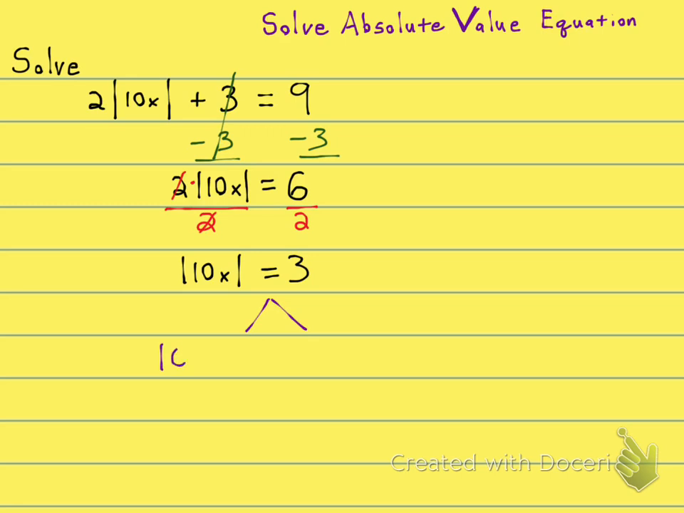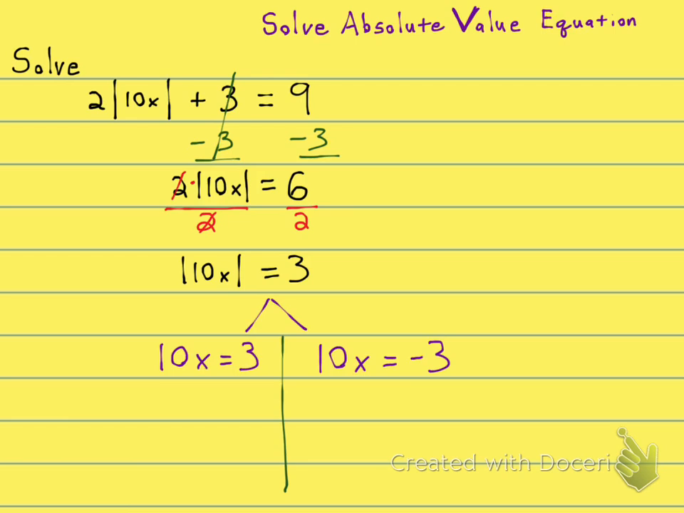On the left side, we're going to write it just like it is, 10x equals 3. On the right side, we're going to take the opposite. So we're going to say 10x equals negative 3. Either side could have been negative, but we usually make the right side negative. Now I have 2 equations. I'm going to get 2 answers.